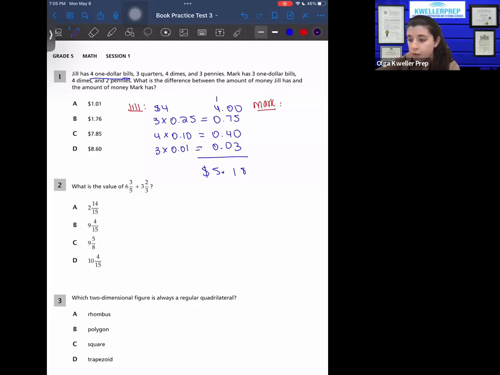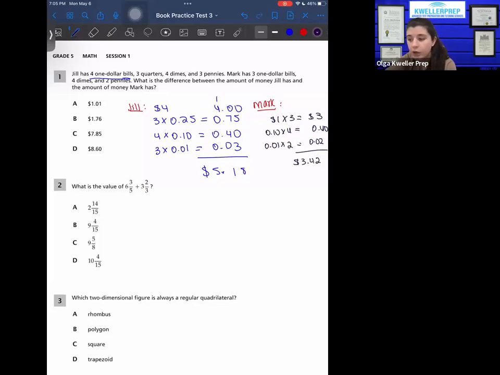So Mark has 3 $1 bills. So $1 times 3 is going to be $3. And he has 4 dimes. So 10 cents times 4 is going to be 40 cents. And then he's got 2 pennies. So 1 penny, 1 cent times 2 is going to be 2 cents. So this is going to add up to $3.42. So the last step is subtracting them.